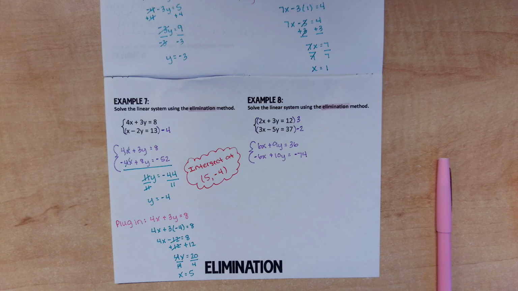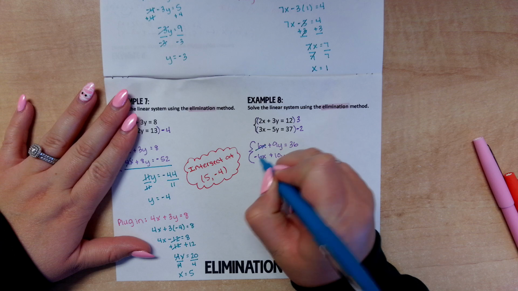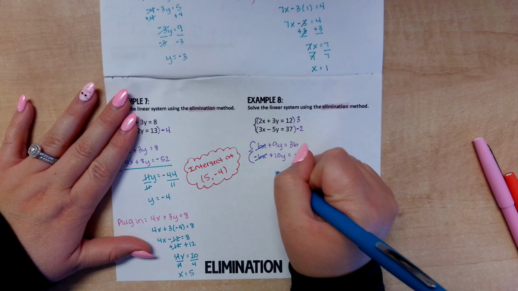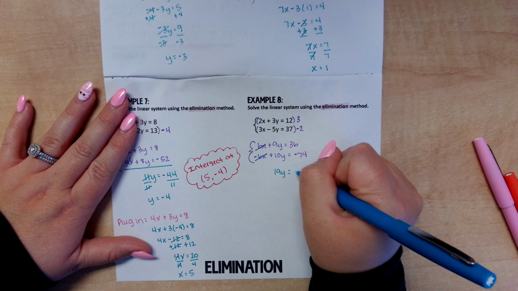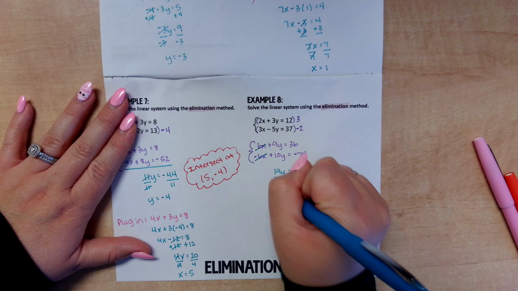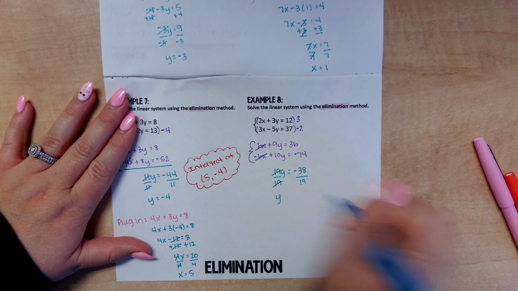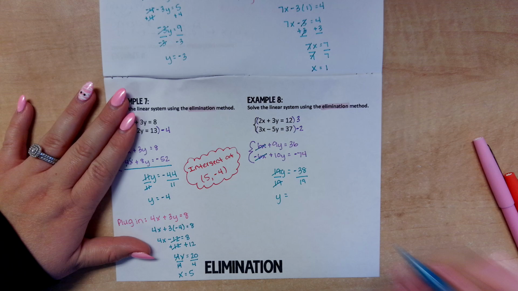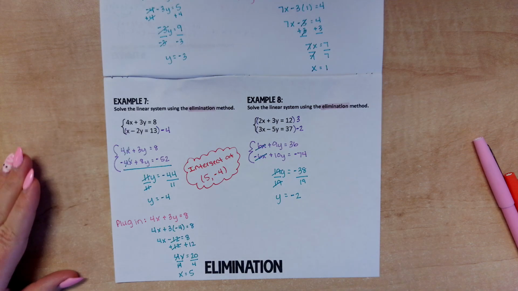Welcome back. Hopefully you got through it. Let's see if you got the right answers. 6x's are going to cancel. I'm going to be left with 19y equals negative 38. Divide by 19, haha, you're a real one if you know what I just said. y equals negative 2. Perfect. So I got the value of y.